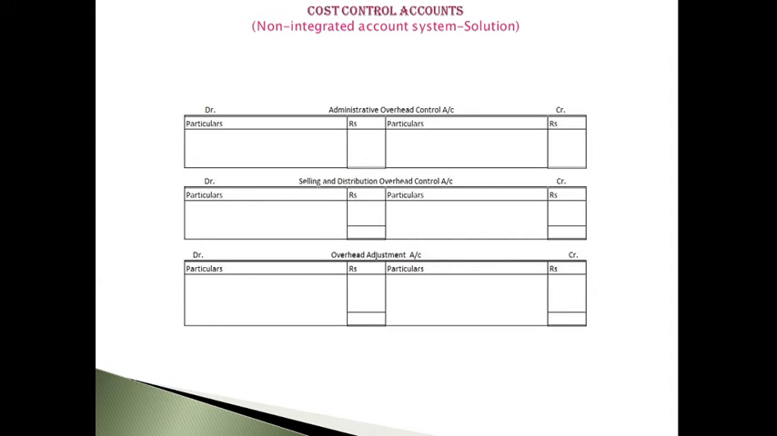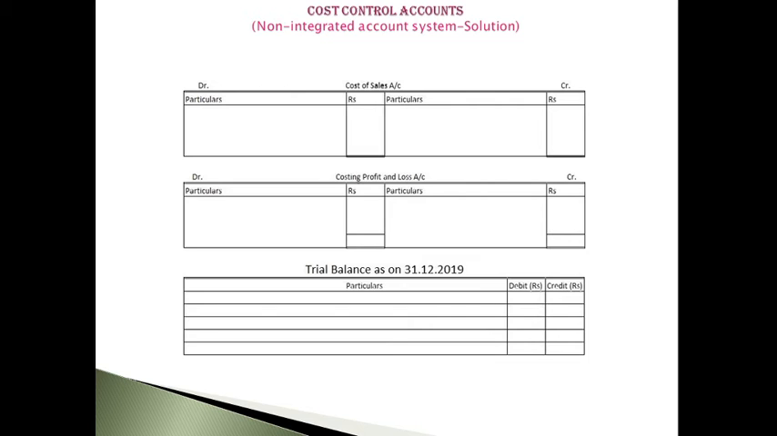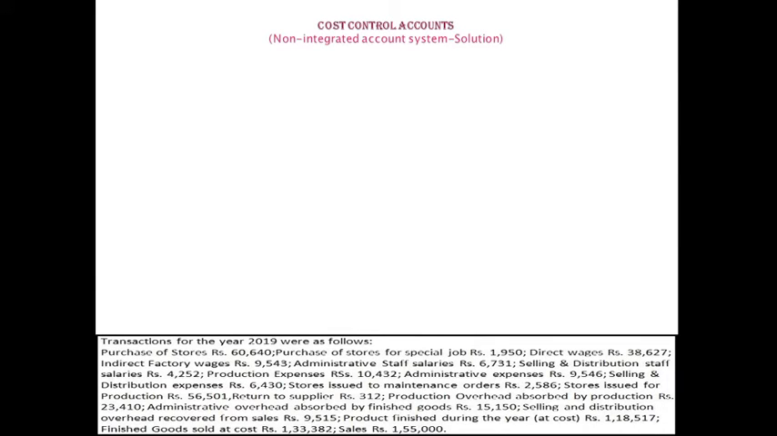Now just draw as instructed earlier the accounts: wages control account, production overhead control account, administrative overhead control account, selling and distribution overhead control account, overhead adjustment account, cost of sales account, costing profit and loss account, and trial balance. Now we start to solve the problem one by one, the transactions to be entered in the accounts.